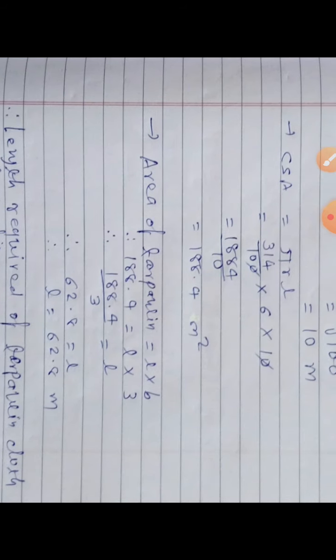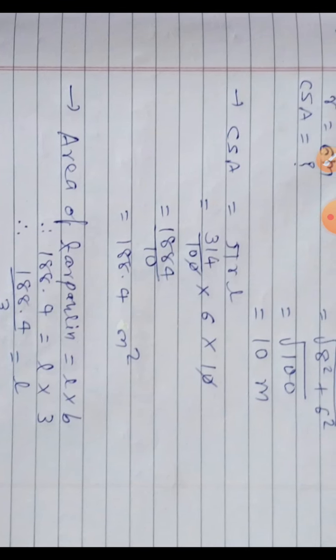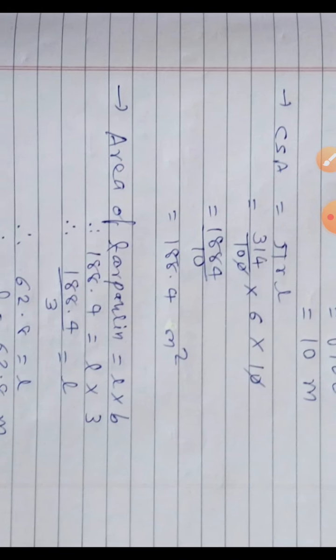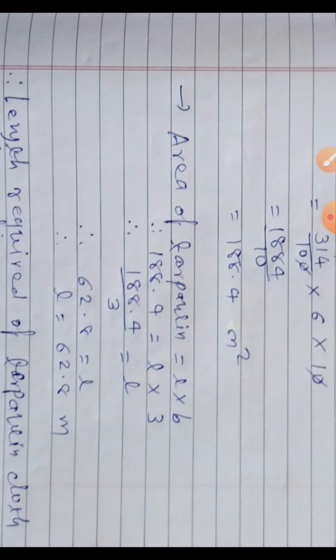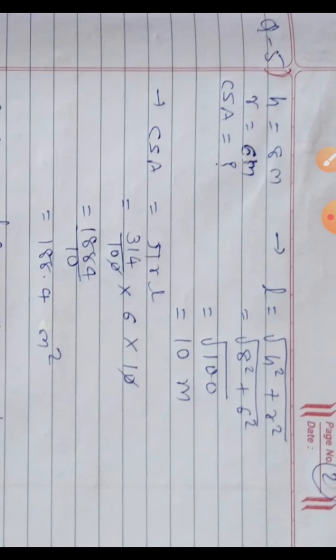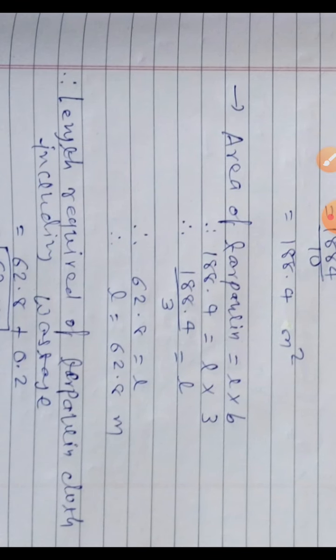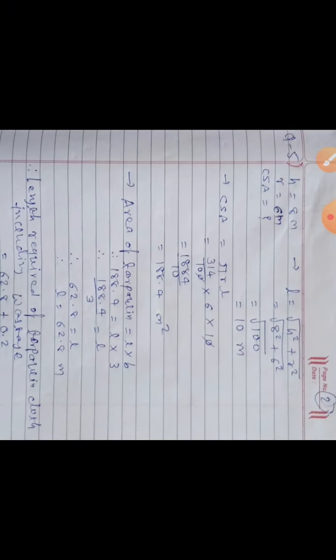So understand this question number 5 this way only. That was quite different. The last step is quite different. So you concentrate on the area of tarpaulin, meaning the last two steps. Finding CSA and finding L is not new. But after finding L, adding the wastage length is important here. So this was question number 5. Now we go to question number 8.